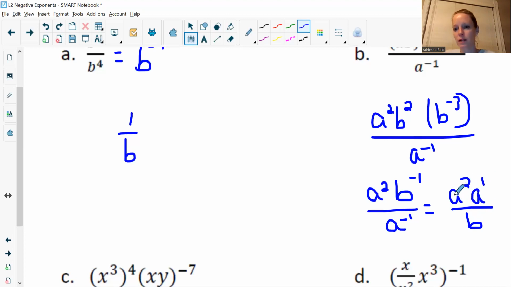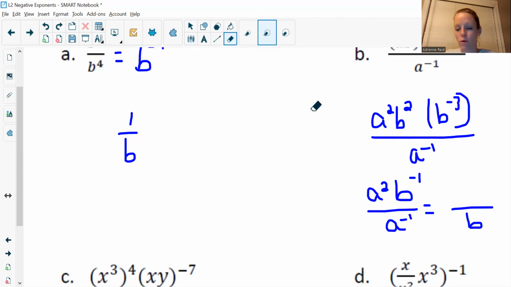The only thing I have to do is combine these. So this is the product rule. I don't have a dot or an X or brackets, but when there is no symbol, it's multiplication. So I'm going to add these. Your end answer should actually be A3 over B. So I'm just going to combine these. A3 over B is your final answer.